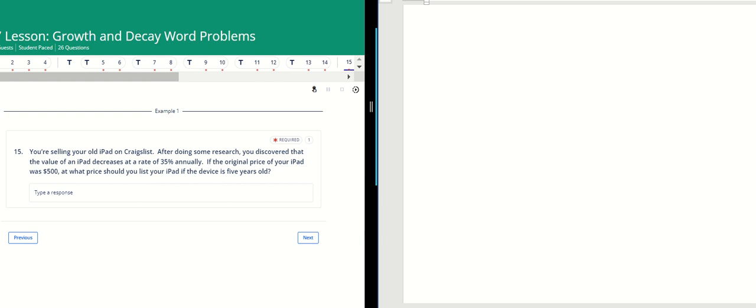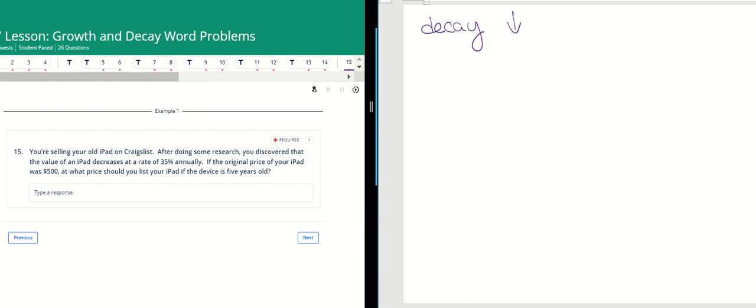After doing some research, you discover that the value of an iPad decreases at a rate of 35% annually. So we've already learned that this is a decay problem because the value of your iPad is going to get lower. If the original price of your iPad was $500, at what price should you list your iPad if the device is 5 years old?